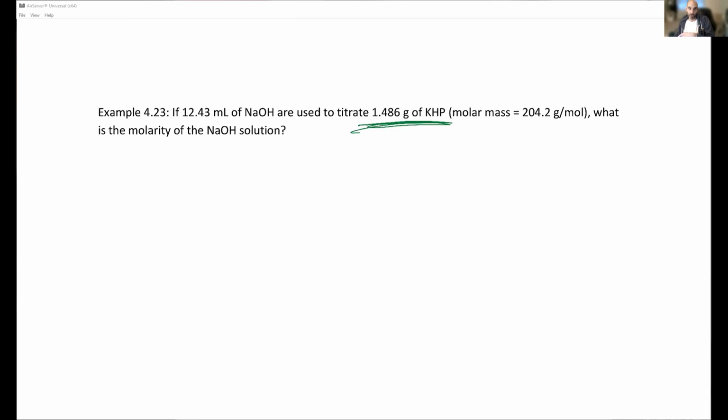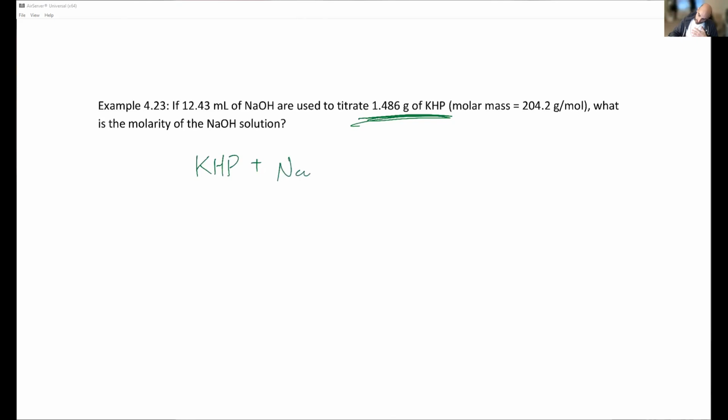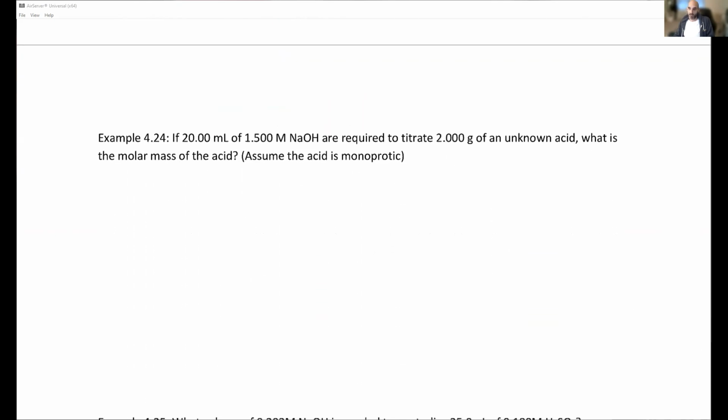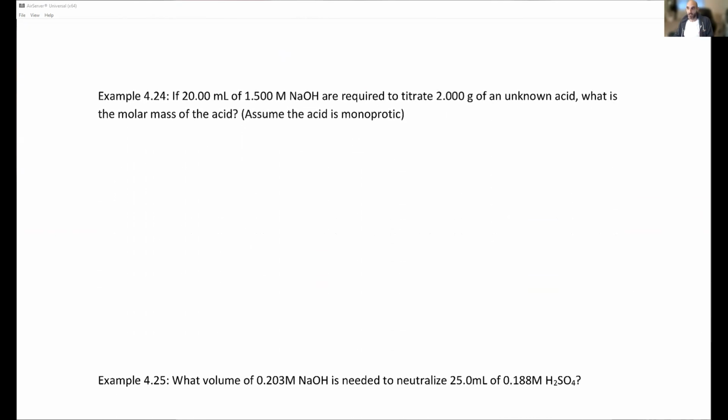Again, because it's a 1-to-1 ratio for KHP, KHP plus NaOH yields products. Ultimately, it's a 1-to-1 ratio. So how many moles of KHP do I have? That should tell us how many moles of base I am going to have as well, because it's a 1-to-1 ratio. So the whole concept here is that we can use these things to figure out how many moles are present, but we have to make sure we have a balanced chemical equation.